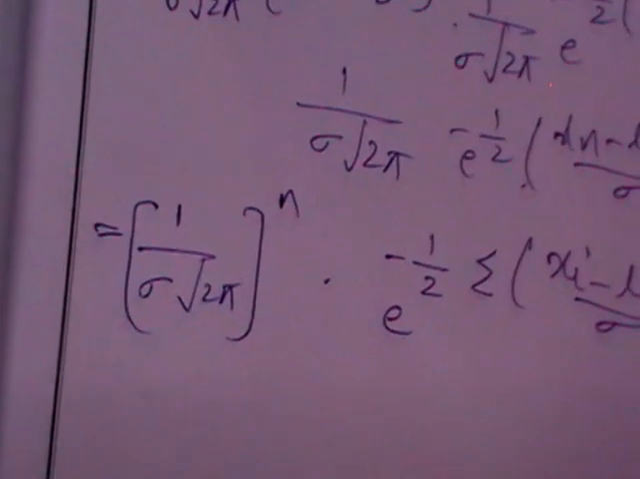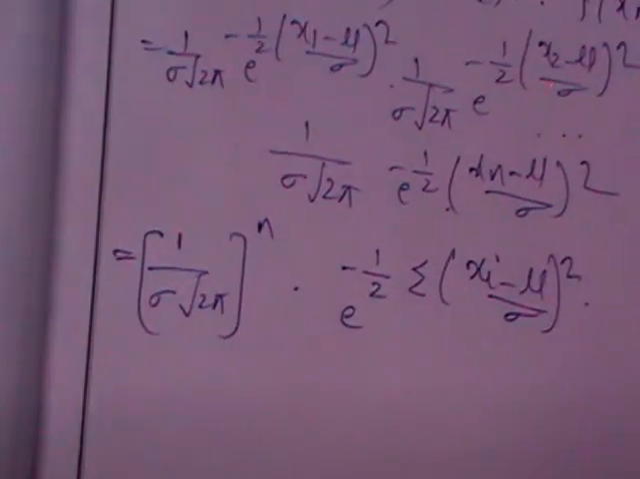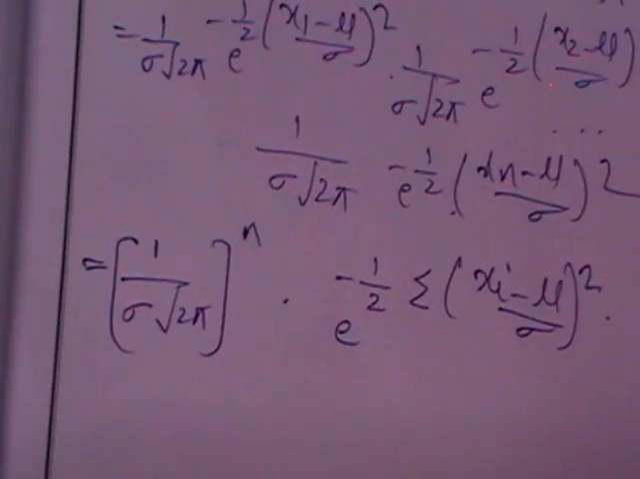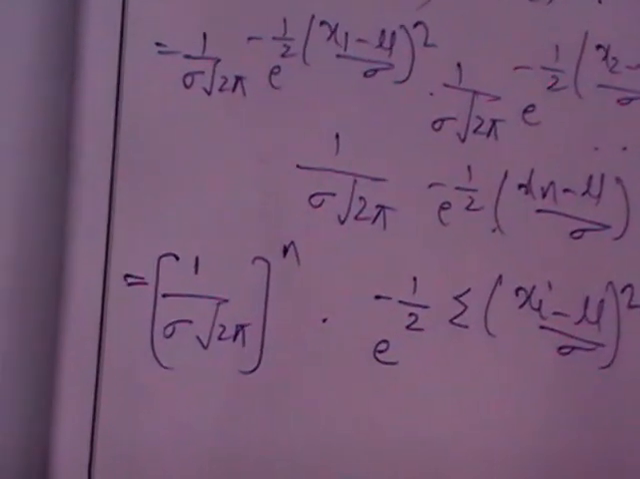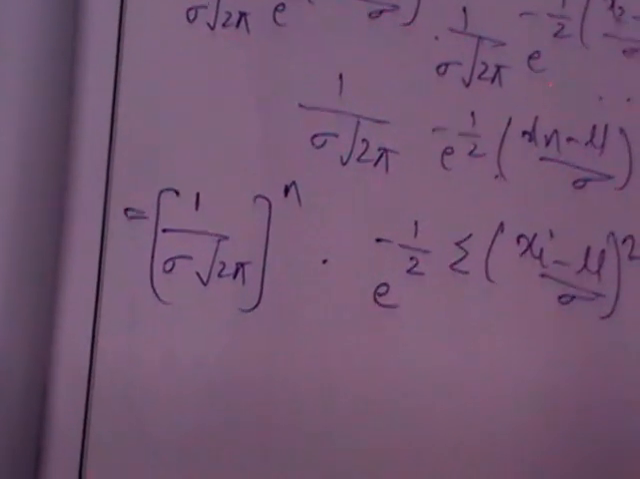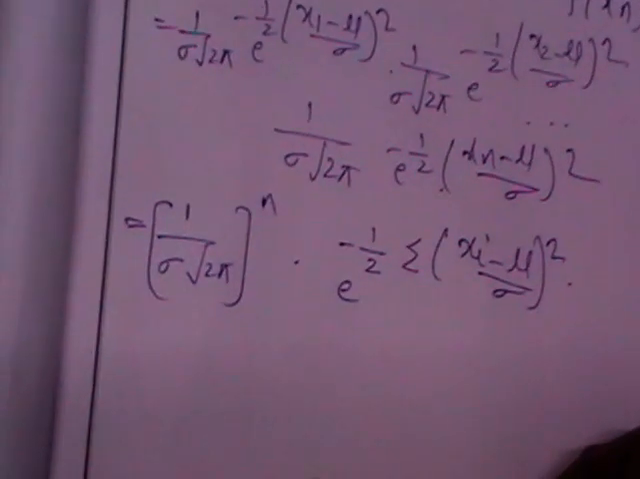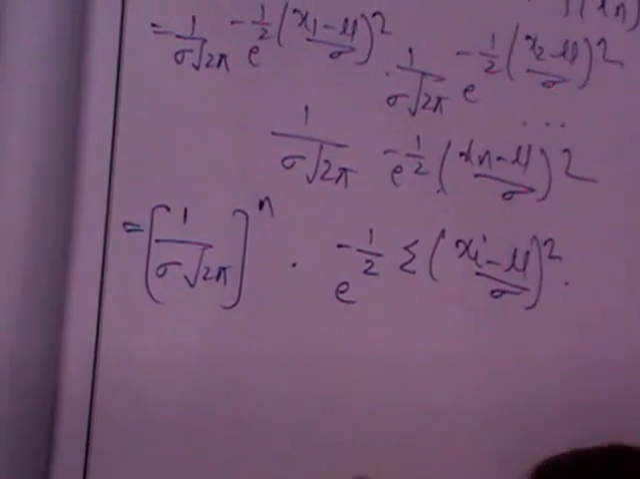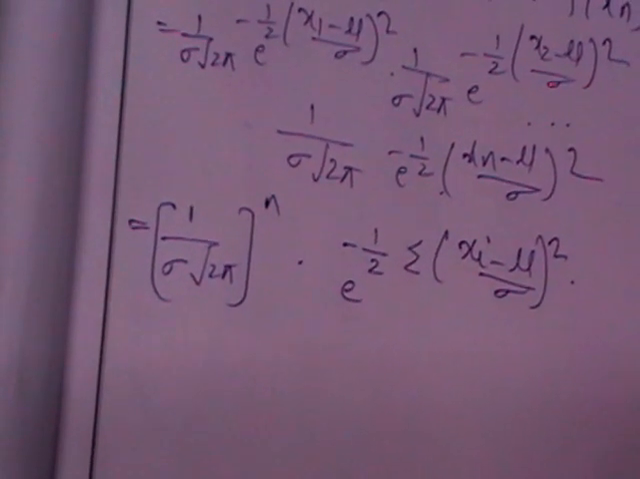So we wrote L. After writing L, you should write L0 and L1, which are the likelihood functions under H0 and H1. Then you should find L1 by L0, then log L1 by L0. So let us write L1 and L0.